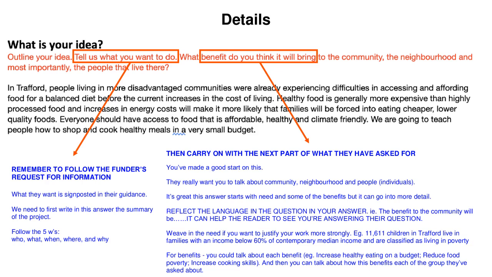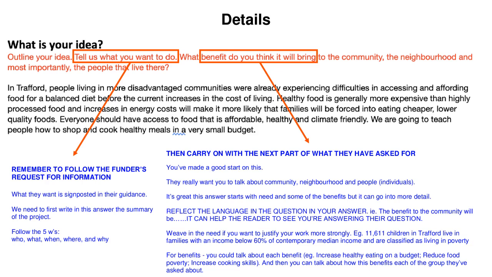The second part, they've said here, what benefit do you think it will bring? This is a little bit about the purpose. It's the why. Why are you doing this project? This is quite a common theme for quite a lot of applications: what are you doing, and then why? You need to be able to say those two things quite distinctly and differently, because they're two different parts that a funder wants to see.